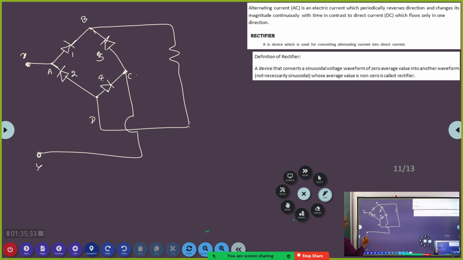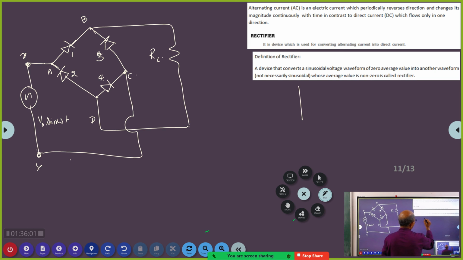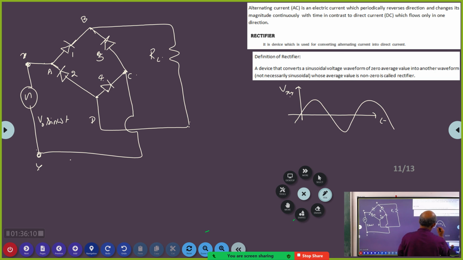Yes, sir. See, between these 2 points, I am going to connect the voltage source V naught sine omega t. And this is R. So, what will be the waveform? Vxy versus time will be this way. Correct? Yes, sir.